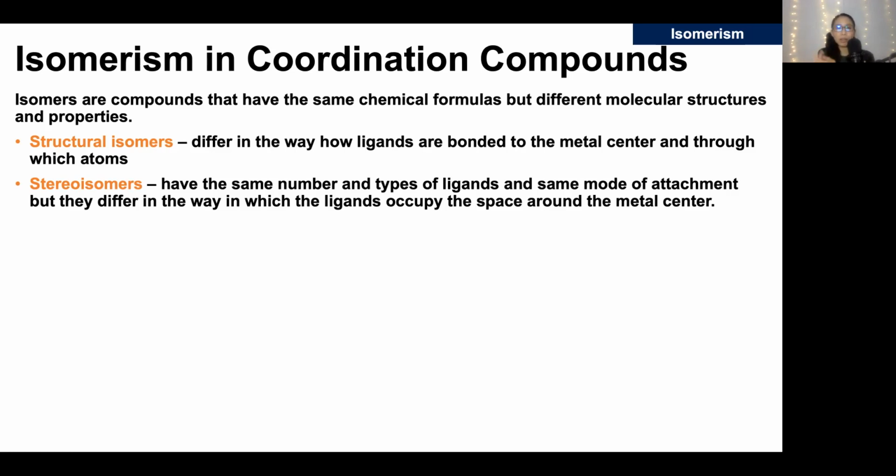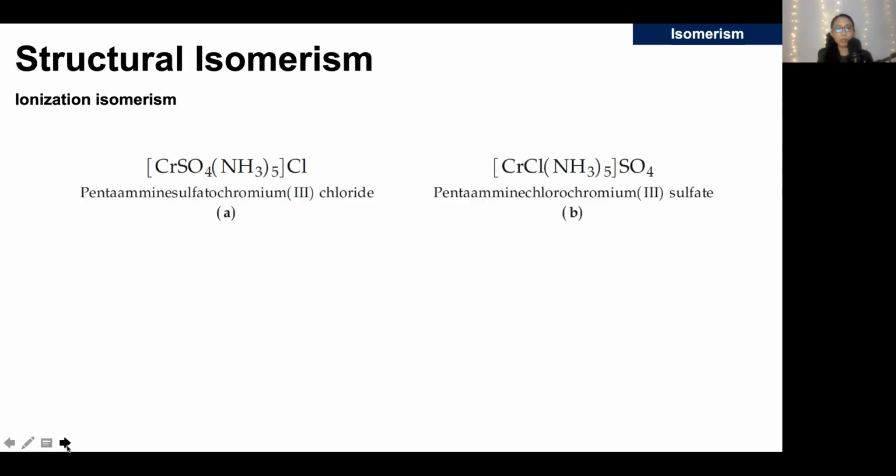And we have stereoisomerism. So there are stereoisomers. They have the same number and types of ligands. They have the same modes of attachments. How each atom is bonded to the other atom is the same. But they differ in the way in which the ligands occupy the three-dimensional space around your metal center. That's your stereoisomers. Now let's go first to structural isomerism.